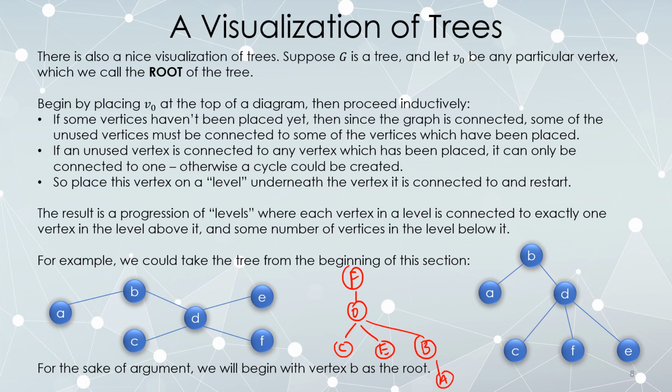Notice that by choosing a different root, we actually have a different number of levels. So by rooting it at B, we had 1, 2, 3 levels. By rooting it at F, we actually have 1, 2, 3, 4. But still, these are just different presentations of the same graph by choosing a different root.